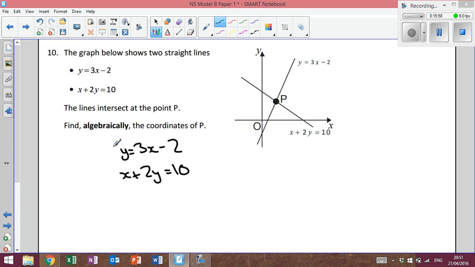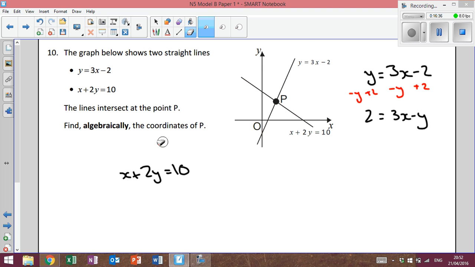Now to do that, which I would imagine a lot of you would prefer, we need to rearrange this top equation. So I'm going to do a wee bit of rearranging first. I'm going to take away y from both sides and add 2 to both sides, because I quite like my x's to stay positive on this side. That gives us a 2 left here because the y is cancelled, and then 3x minus y. That changes that top one to 3x minus y is equal to 2.